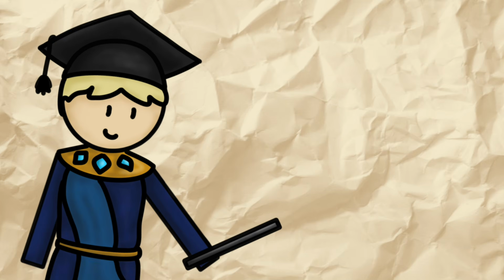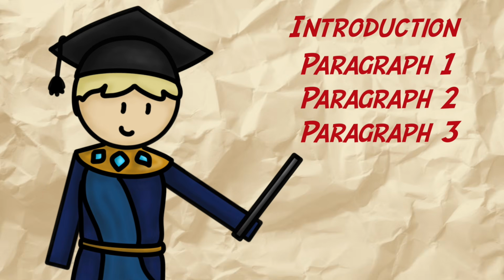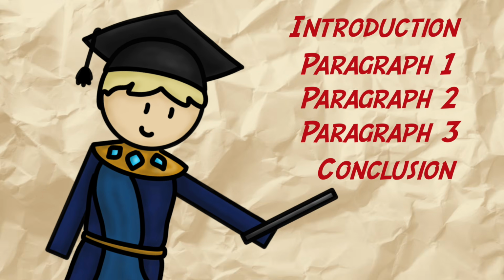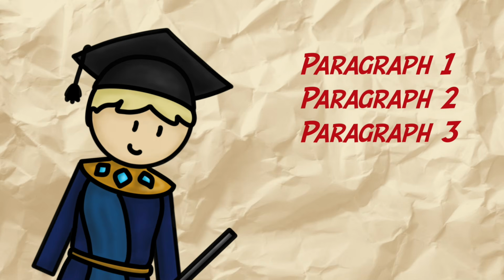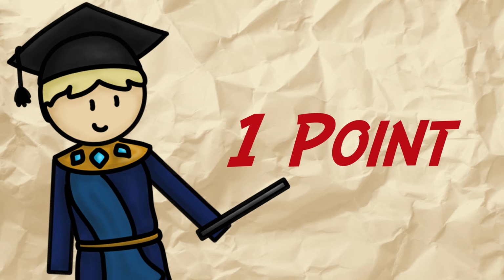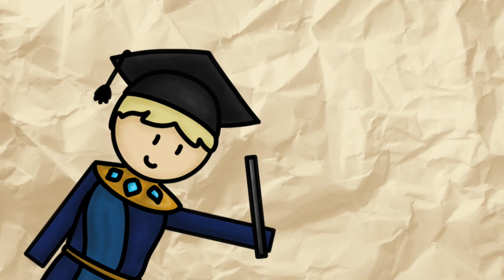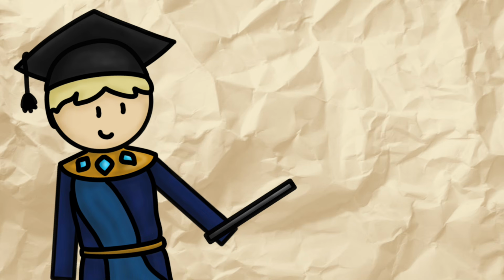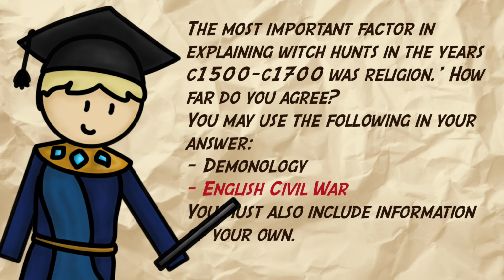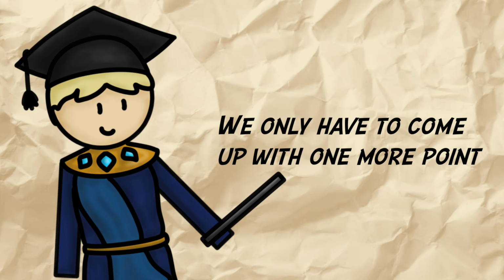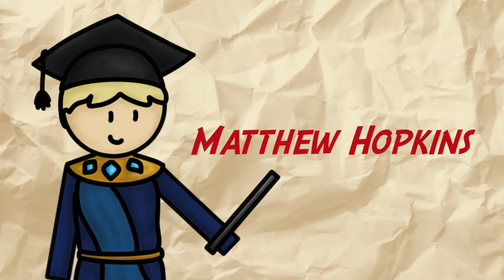A 16-mark question will be structured like this: Introduction, 3 paragraphs, conclusion. For each paragraph, just like with a 12-mark question, we're going to make 1 point. So we need 3 points, 1 for each paragraph. Luckily, the question has already provided us with our first 2 points: Demonology and the English Civil War. That means we only have to come up with a 3rd point. In this case, we could use Matthew Hopkins as our 3rd point.